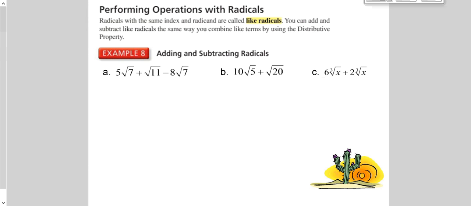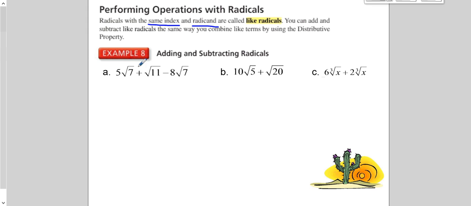Performing operations with radicals. Radicals with the same index and radicand are called like radicals. You can add and subtract like radicals the same way you combine like terms by using the distributive property. They have to have the same index and the same radicand, the number inside the radical.